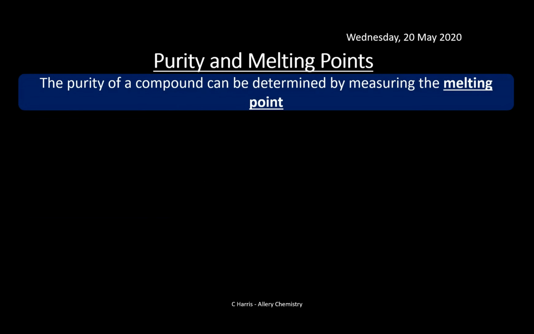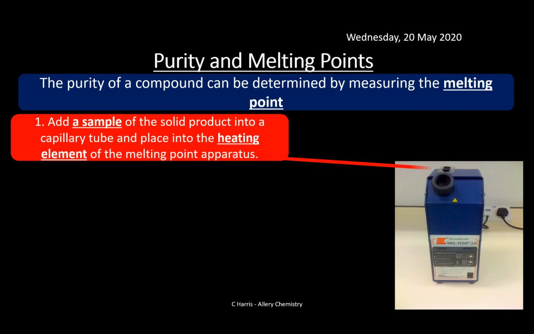pure. Well, what we're going to do is measure melting point instead, because obviously we've got a solid, and we're going to see what its melting point is. Now, we use a special bit of kit, something like this, a melting point apparatus, and basically it's used to measure the melting point of your solid substance. So we're going to do this in a really simple way, where we take our solid sample and we put it in a capillary tube.